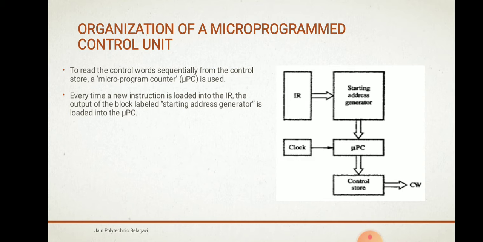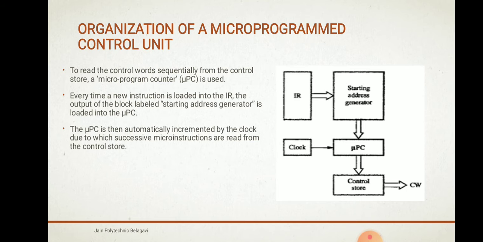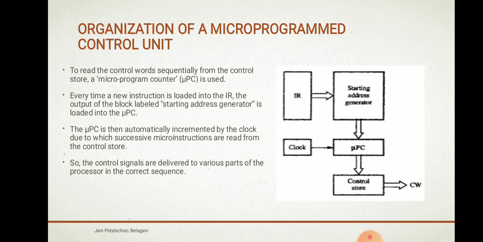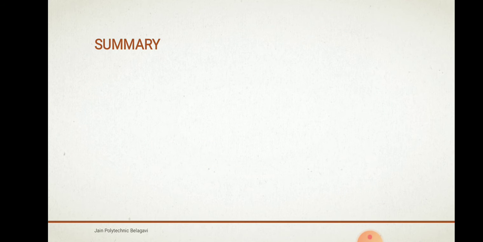The output of the block labeled starting address generator is loaded into the microprogram counter. The microprogram counter, that is the MUPC, is then automatically incremented by the clock, due to which successive microinstructions are read from the control store. The control signals are then delivered to the various parts of the processor in the correct sequence.